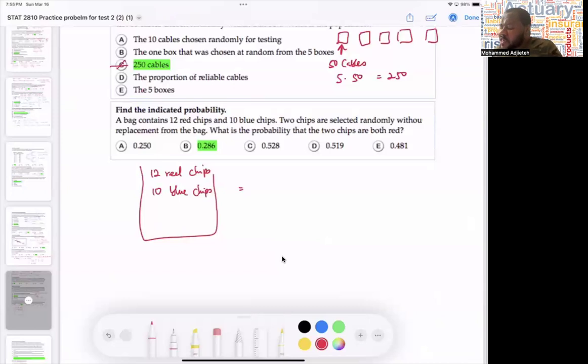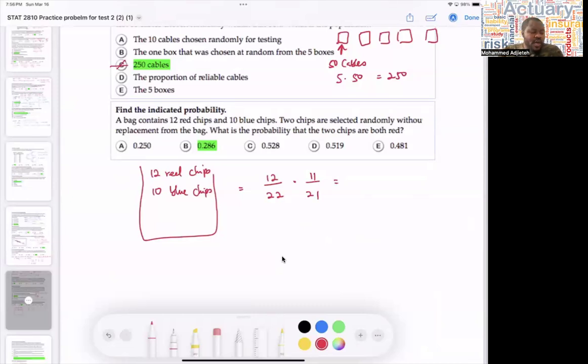So for you to pick a red chip, you are going to have 12 over, what is the total number of chips here? 22. Times, so now you have picked one red out. If you have picked one red out, it means we are left with what? 11 red chips and then 10 blue chips. So the total here will now be 21. Probability of you picking red again is going to give you 11 over 21.